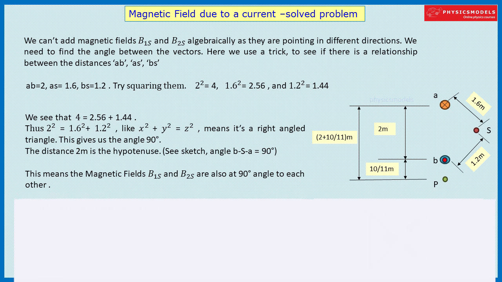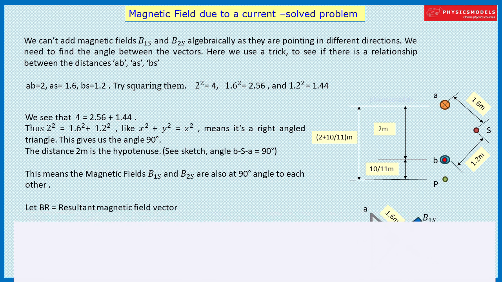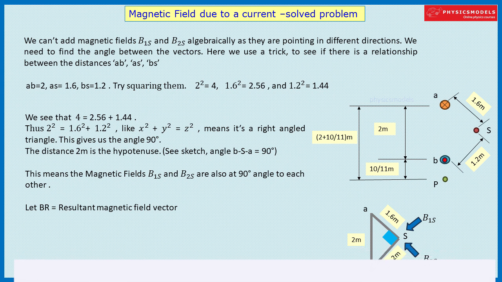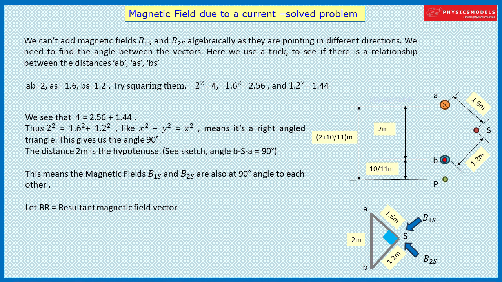This forms a right angle triangle. And here the distance 2 meters is the hypotenuse. So immediately draw the triangle on the bottom right corner, and then you can see that the magnetic fields B1S and B2S also will be at 90 degrees to each other. Now we have the angles between the magnetic field vectors.